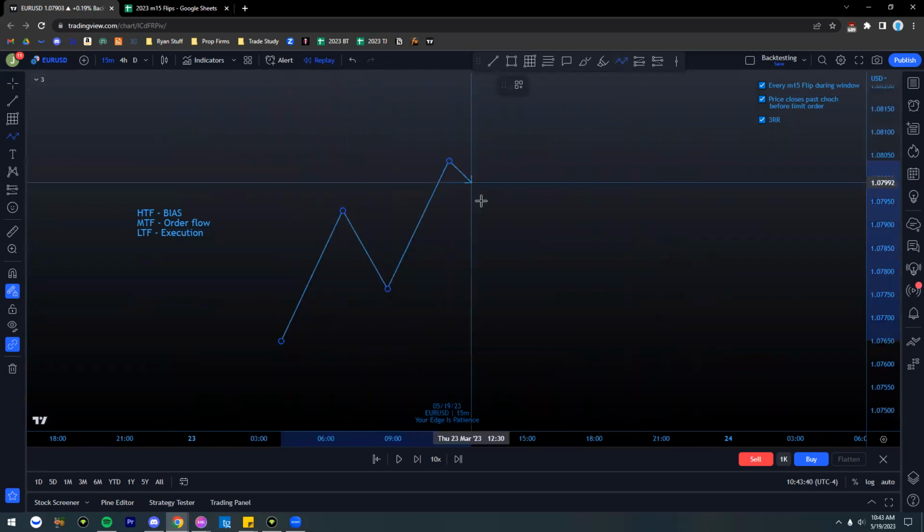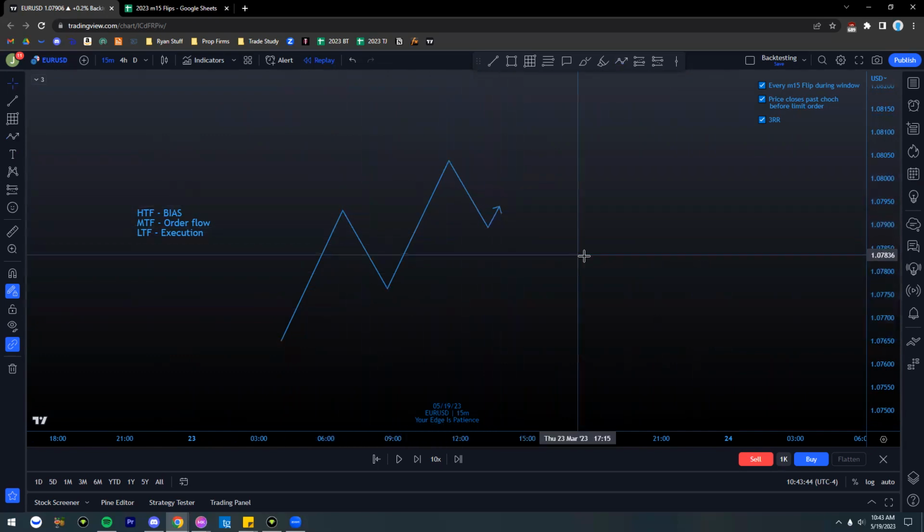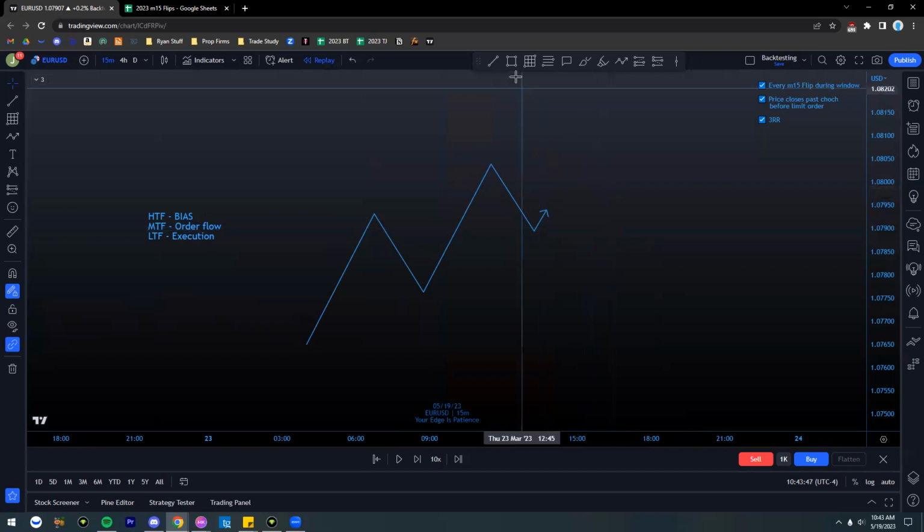If your higher time frame is trending, the expectation is for it to continue to trend. It's higher high, higher low, higher high, higher low. The expectation is for it to keep making higher highs. So this is your higher time frame bias.